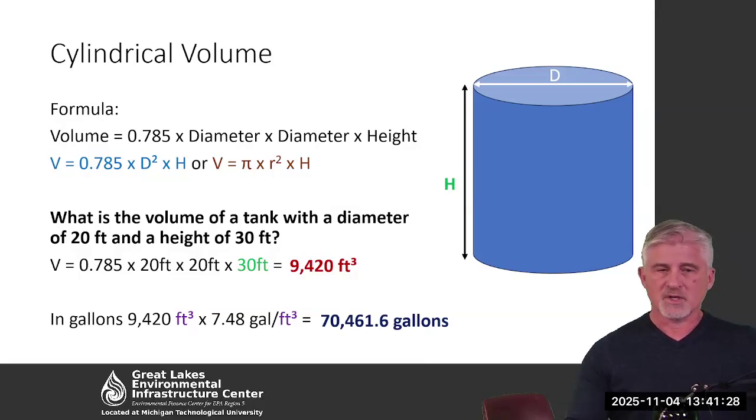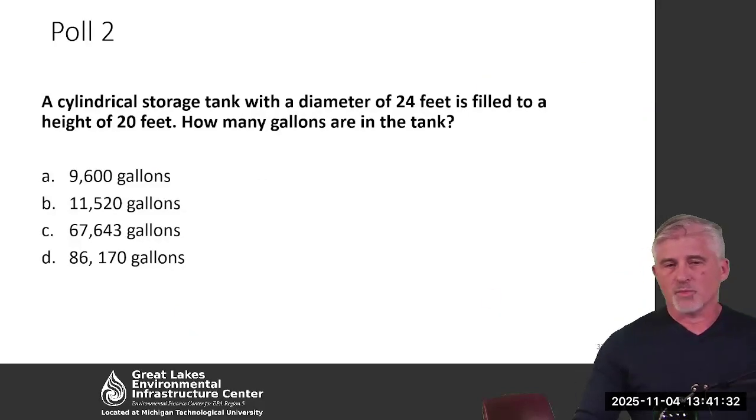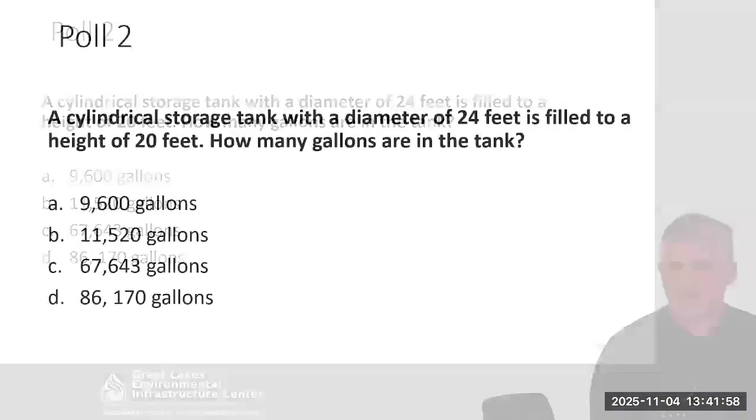So our next thing up is our next poll. In poll number 2, we have a cylindrical storage tank with a diameter of 24 feet, and it's filled to a height of 20 feet. How many gallons are in the tank? A, 9,600 gallons, B, 11,520 gallons, C, 67,643 gallons, and D, 86,170 gallons. Scott, can you set a 3-minute timer? Give 3 minutes for this.